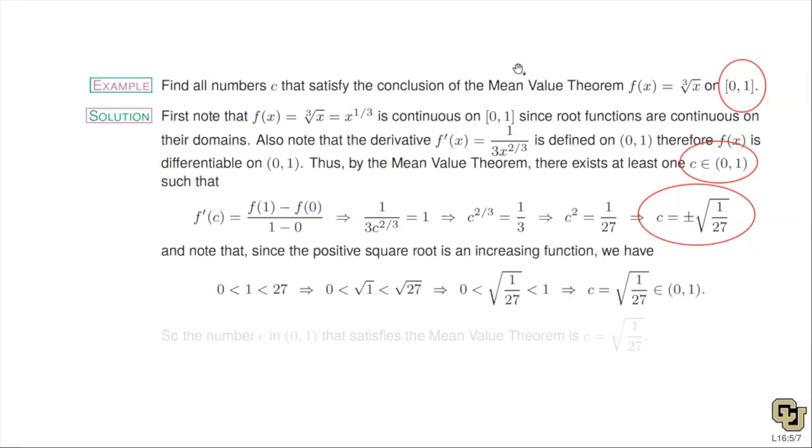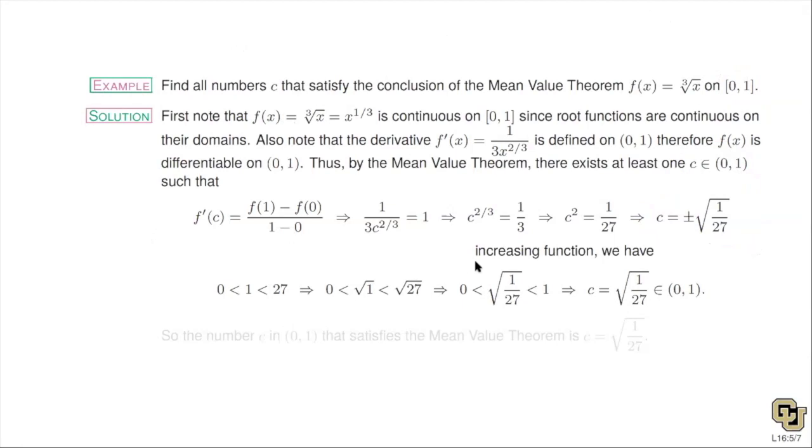You, of course, don't have to do this. I did it because, as I said, I'm a mathematician and I just want to get the most out of my tuition money. So for you, you can skip all this part where I prove the square root of 1 over 27 is in the interval 0 to 1. You can just do that right there.